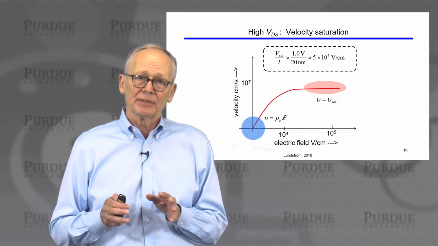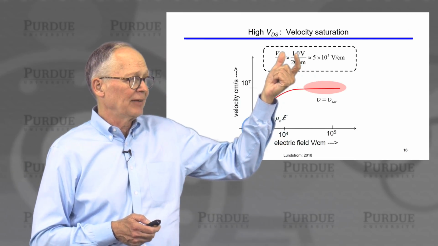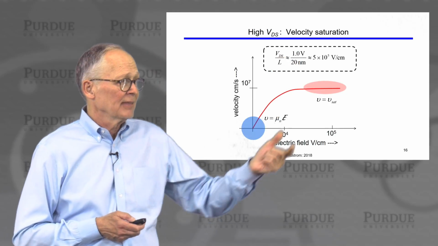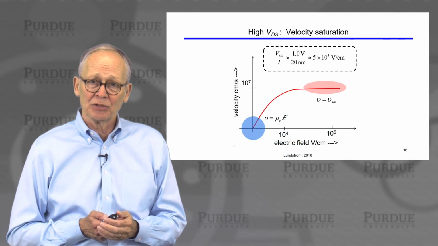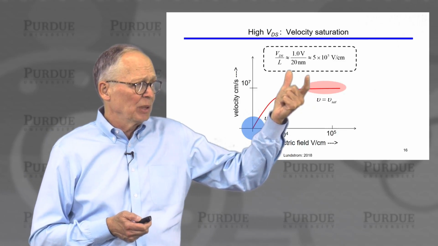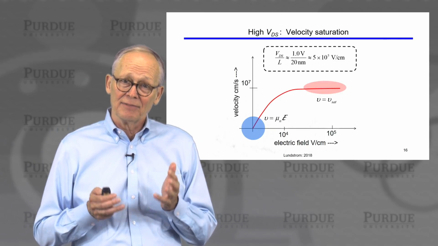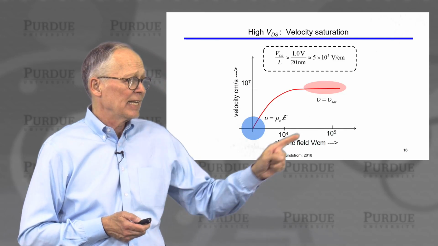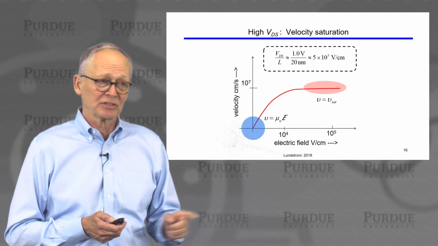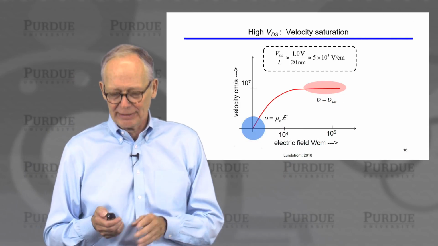What's the electric field in the channel of a modern transistor? So today's transistors might have about 1 volt between the drain and the source. They might have a channel length of about 20 nanometers long. If we estimate the average electric field inside the channel, we would find that it is 500,000 volts per centimeter. That is a very high electric field. It only takes about 10,000 volts per centimeter to saturate the velocity in bulk silicon, so we're way up here. So the velocity should be saturated.